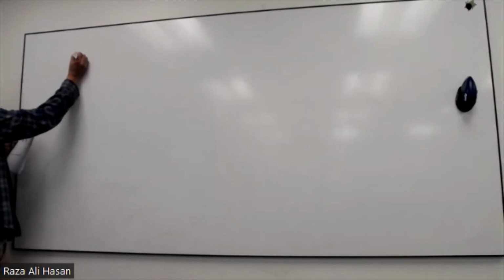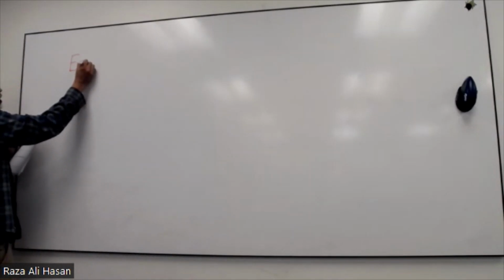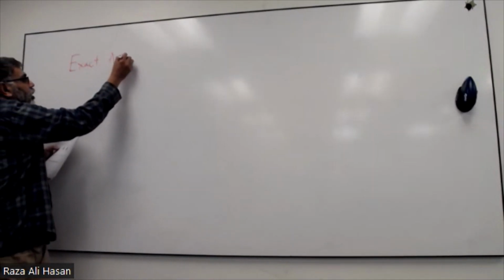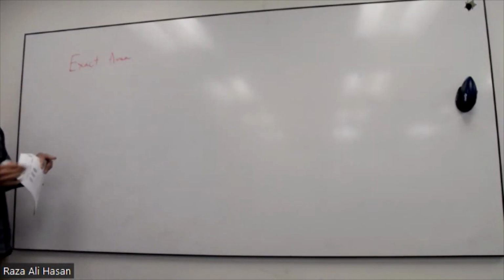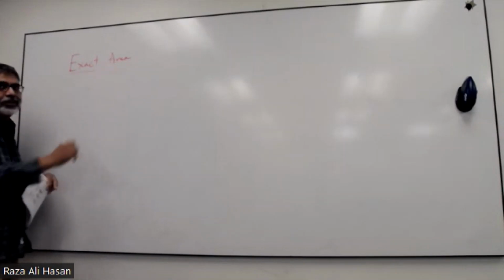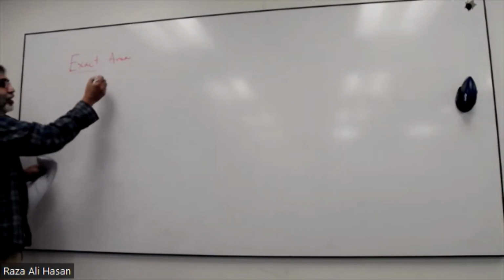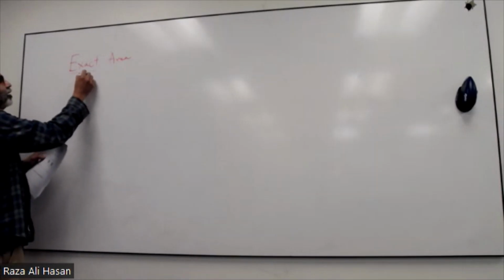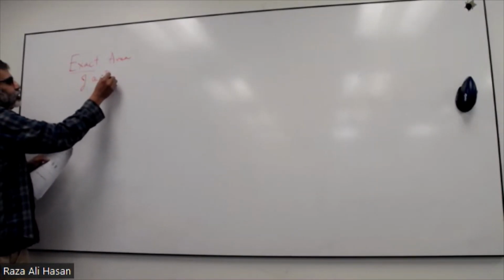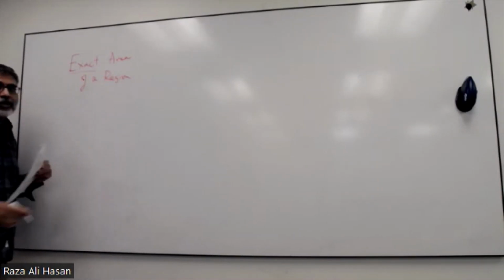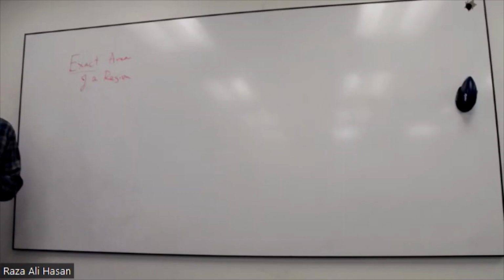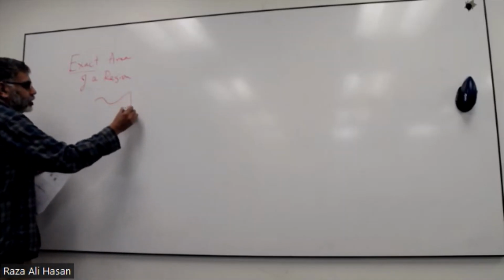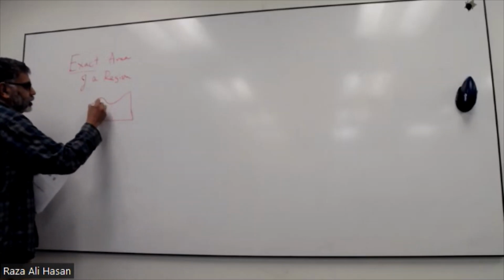So let's start with what happened last time. Exact area. Very good. Exact, not approximate. Very good. That's a good question. Let's just keep going. Of a region. What's the region? Something under the curve. Yeah. So here we go. This is the region.